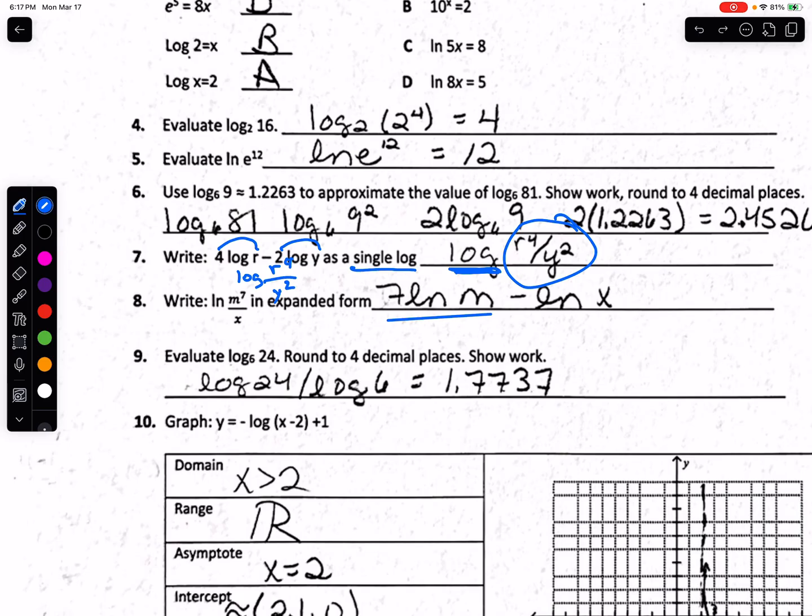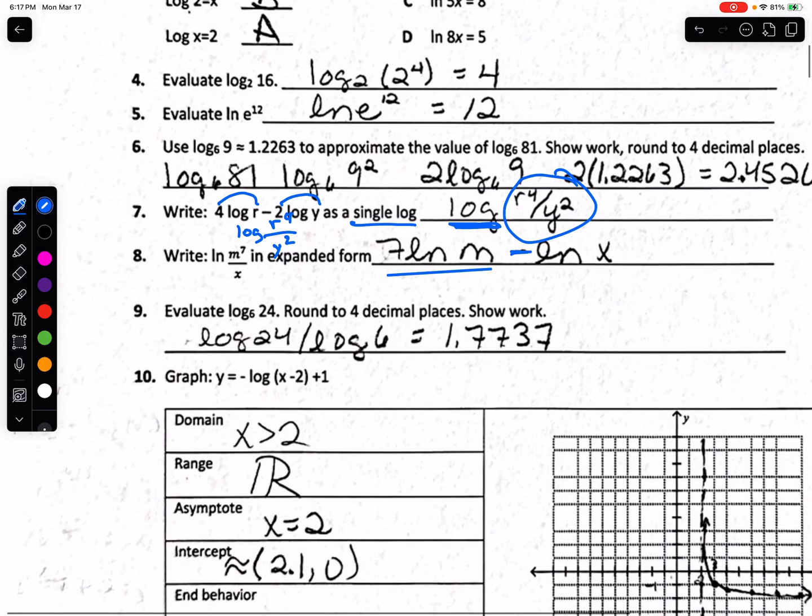So 7 ln m, and then minus. Divide and minus go together. So minus ln x. Just writing one ln for the numerator, one ln for the denominator. Right? Done.